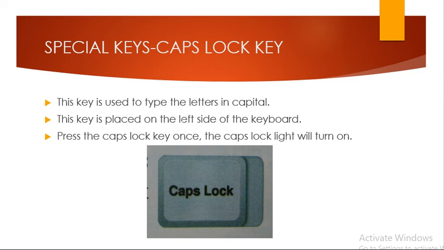This key is placed on the left side of the keyboard. You can see this key on the left side of the keyboard. When you press this key, a small light will light up on the right hand side, right top of the keyboard. You can see it if you press this particular key. By pressing it once again, you can switch off that particular light.